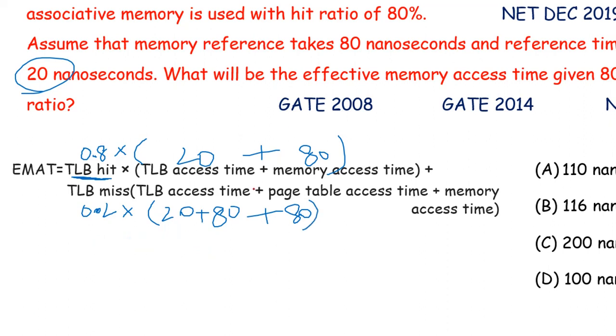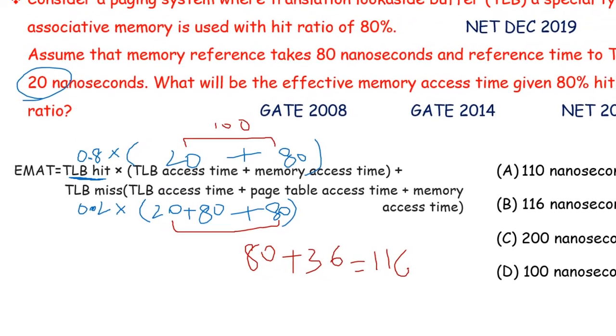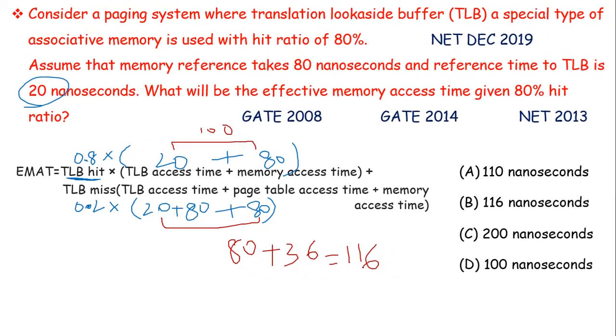Now just do multiplication and addition. 20 plus 80 will be 100. 100 into 0.8 will be 80, plus 80 plus 80 plus 20, 180 into 0.2, 36. 80 plus 36 will be 116. So our answer will be 116 nanoseconds, which is option B.